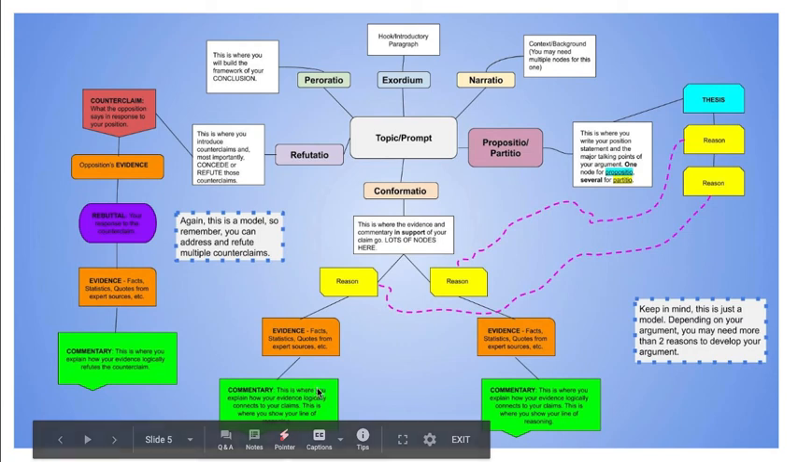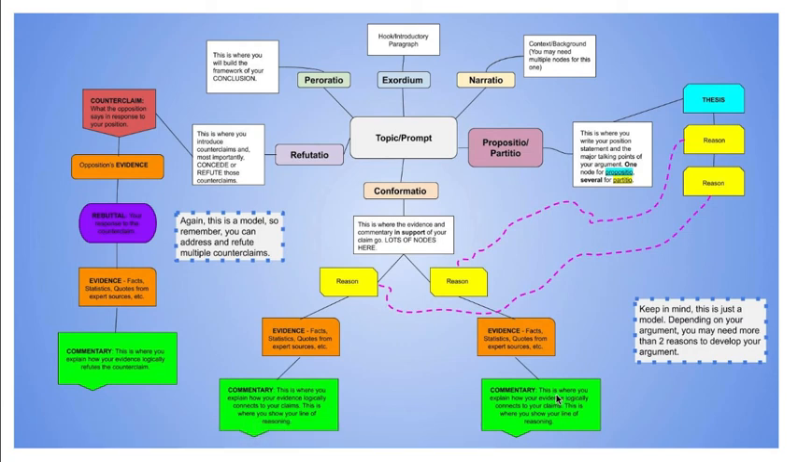So the commentary is really, really essential. The strength of your writing really comes here. The strength of your organization comes in, all of this other stuff, but this is your voice here. Okay. This is where your thinking shows up.